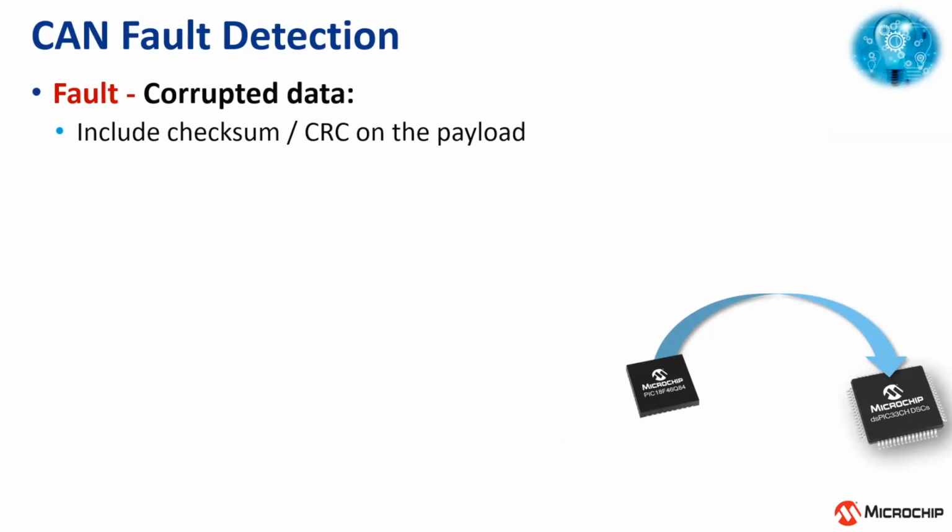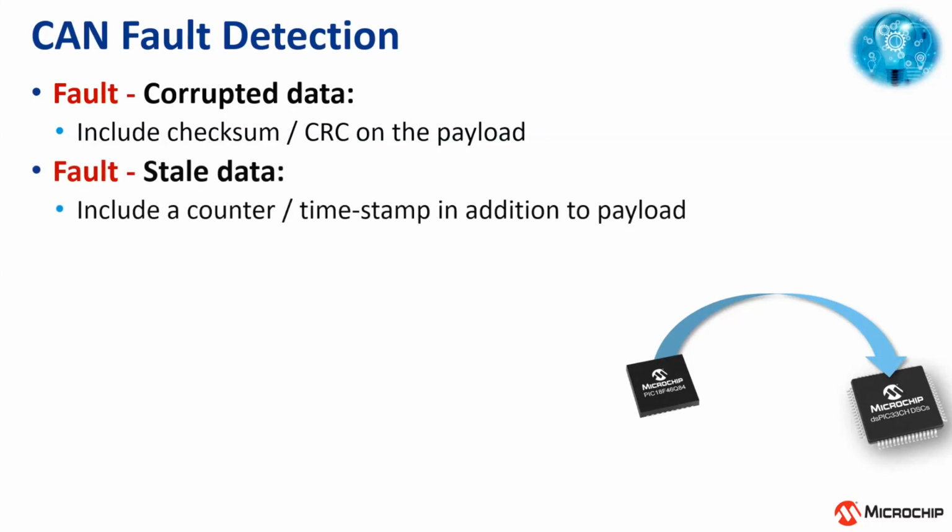Some safety mechanisms might require not only the inherent checksum in the CAN bus, but also some larger checksum around the data to protect it. We could also have a stuck-at fault, so the data could be stale. The microcontroller that's sending the data might be sending the same data over and over again. So to find that fault, we could include some kind of a counter or a timestamp. We could add that into the data payload.